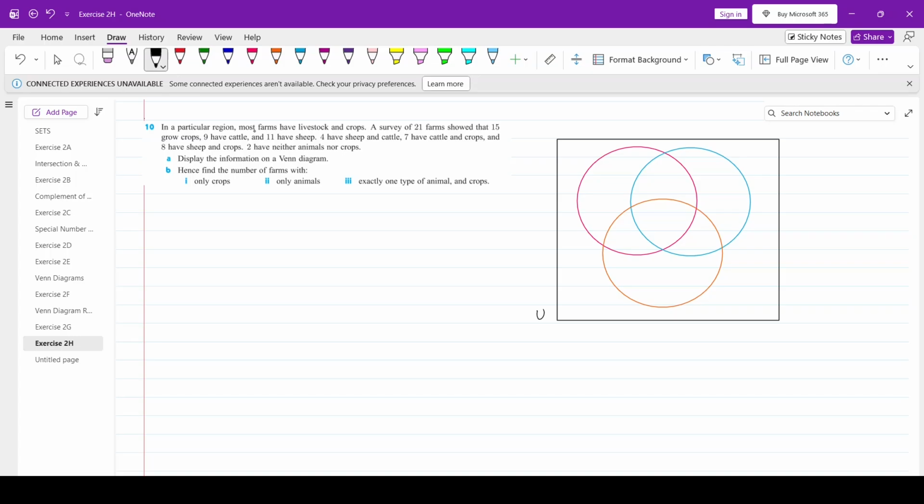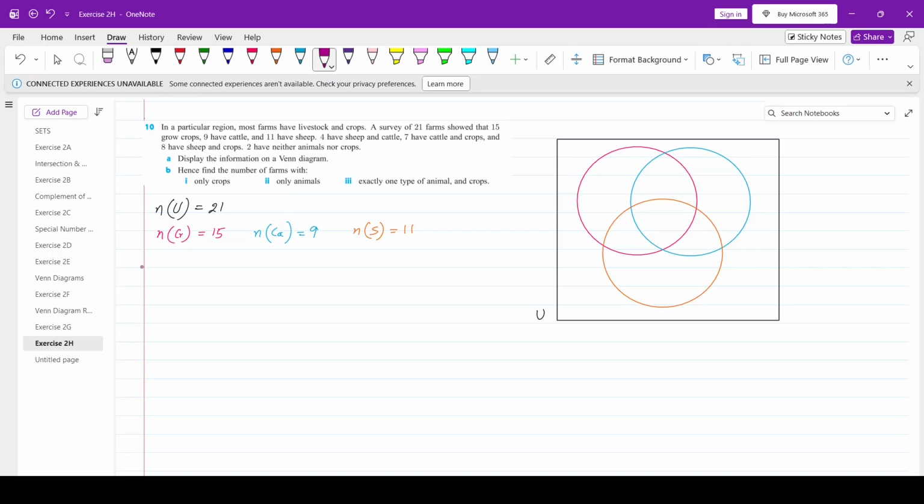In a particular region, most farms have livestock and crops. A survey of 21 farms, so the number of elements in the universal set is 21, showed that 15 grow crops. So number of CR is 15. 9 have cattle. So number of CA is equal to 9. 11 have sheep. So number of S is 11.